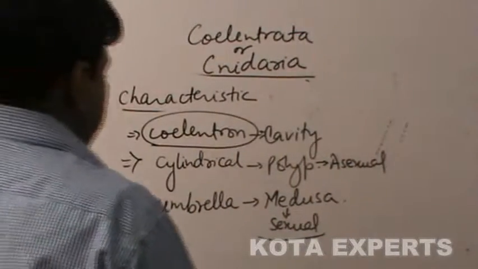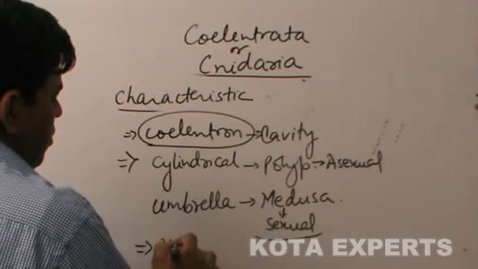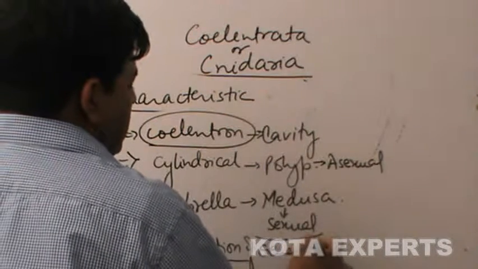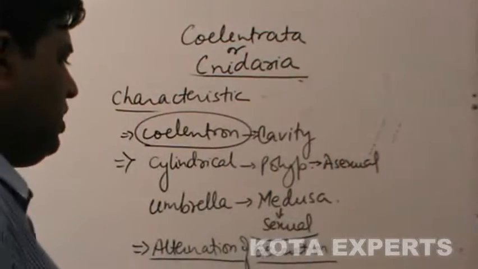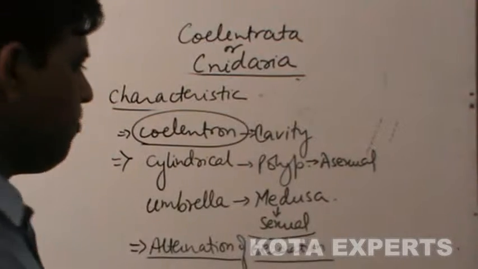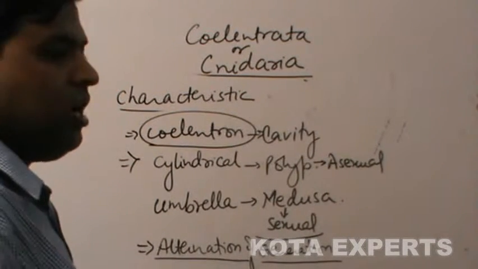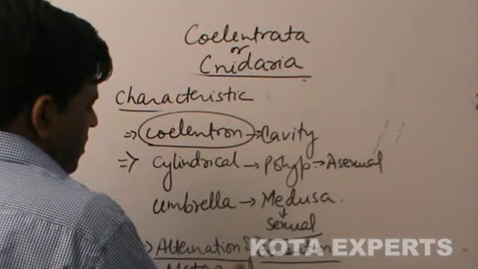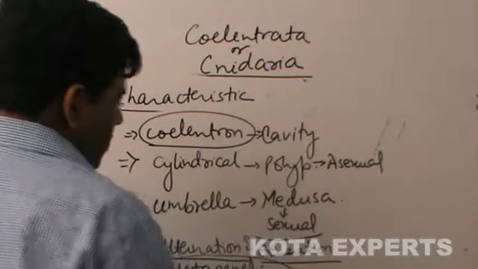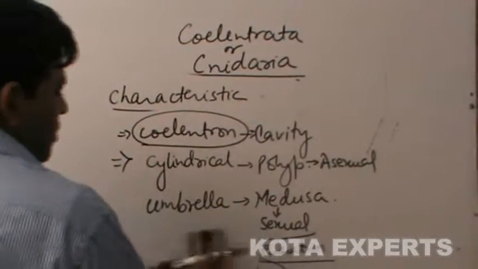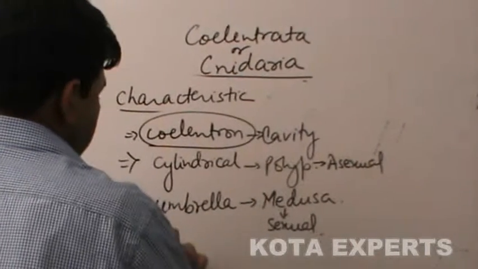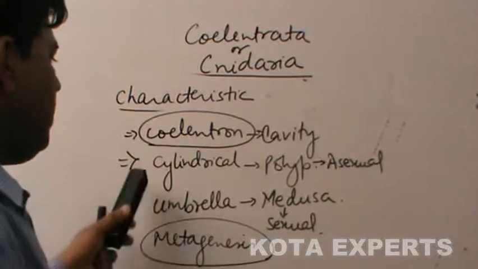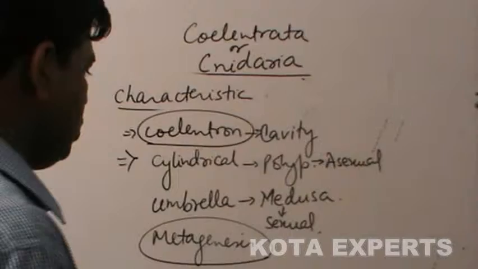So we can say that there is alternation of generation. It is a specialized type of alternation of generation where there is no alternation of haploid and diploid, but there is a change in the structure, asexual and sexual part. That is known as metagenesis. So it is not true alternation but called metagenesis. Appearance of cylindrical as well as umbrella-like structure.